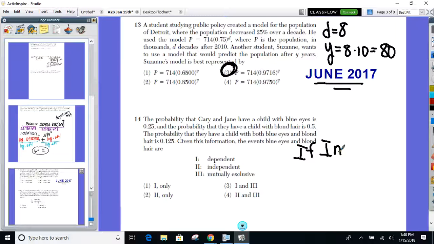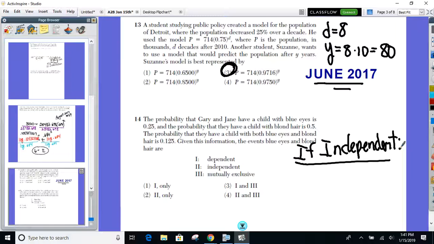All right, here you go. Ready? All right, here we go. Are they independent or not? So if they are independent, anybody remember what test you have to do here? Multiply the two separately.